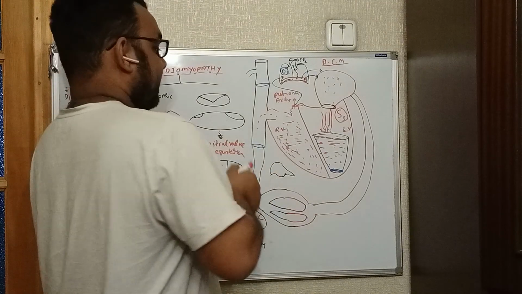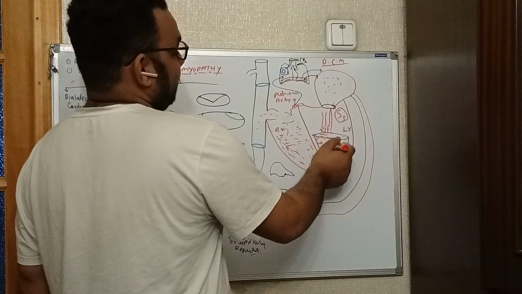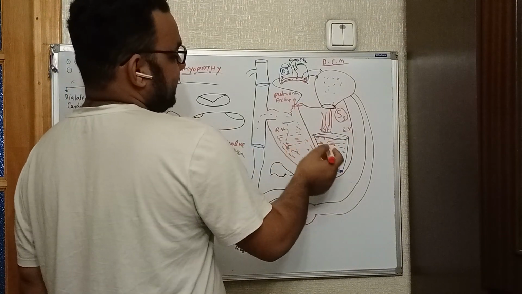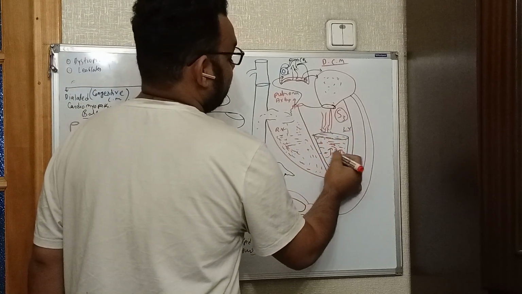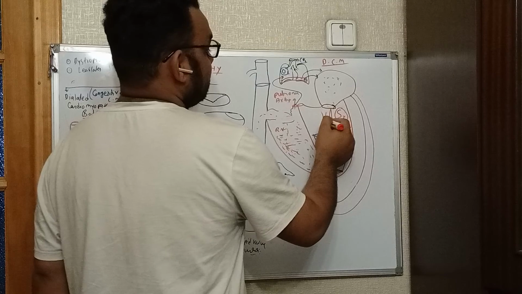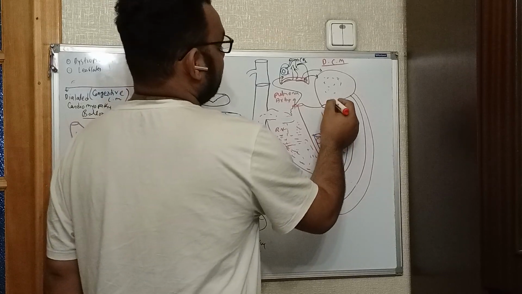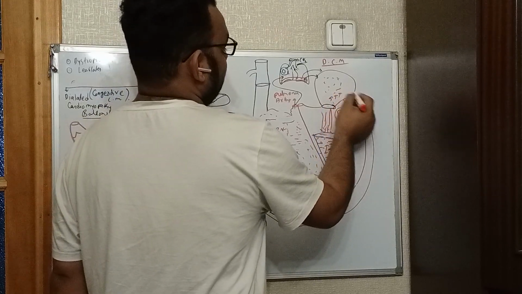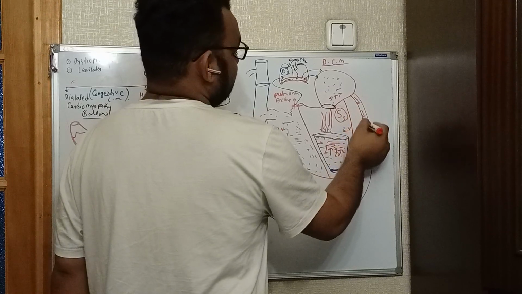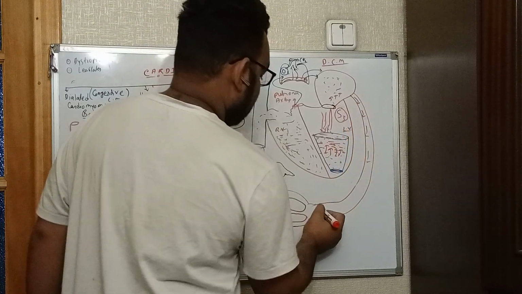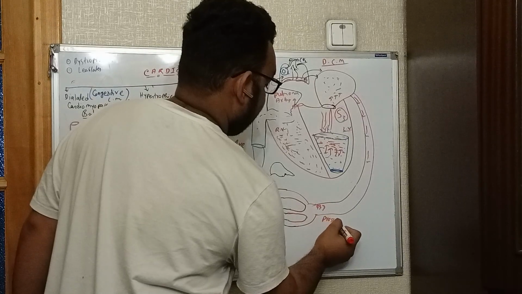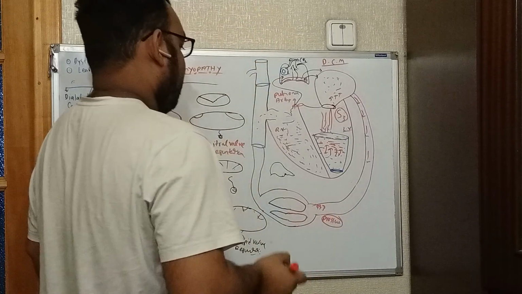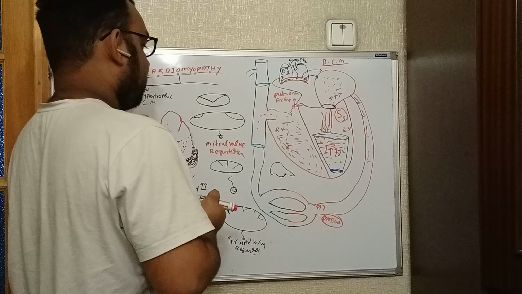Now, whenever the blood is getting accumulated here and the heart is not able to pump it outside, as a result we see the pressure within the ventricle will be more. The pressure will keep on rising. As a result, the pressure here will also be more. In these regions, the pressure will be more.